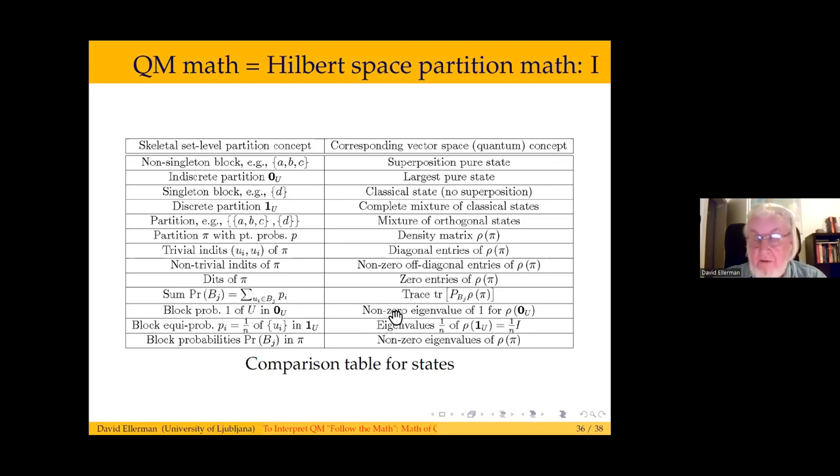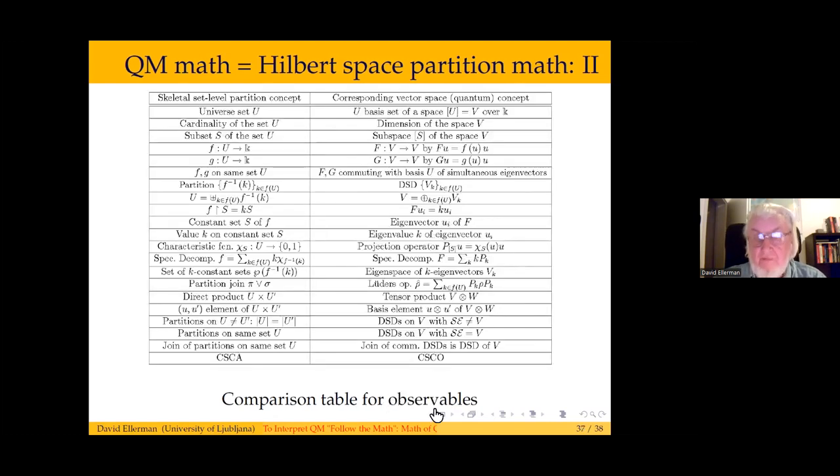Well, what's the eigenvalue of a pure state density matrix? It's eigenvalue 1, and then at the other extreme you have the density matrix which is just 1 over n times the identity matrix. That's the maximally decomposed classical mixture, and the eigenvalues in both cases are 1 over n, and those are the block probabilities in the discrete partition, and so forth. So that's a comparison chart for states, and we have another comparison chart for observables, which I won't go over in any detail. I mentioned it before.